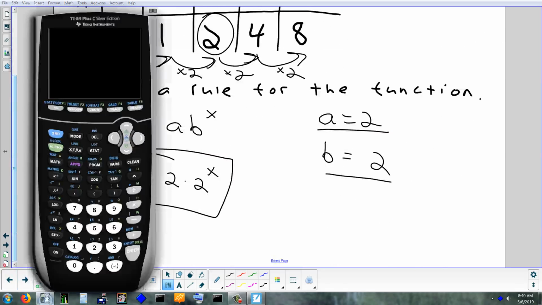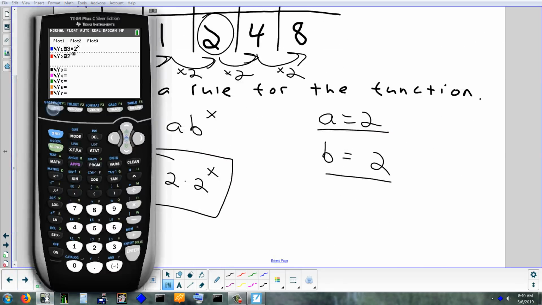All right. So let me show you something I can do on here. Let me type that in. 2 times 2 to the x. Really? What's that?